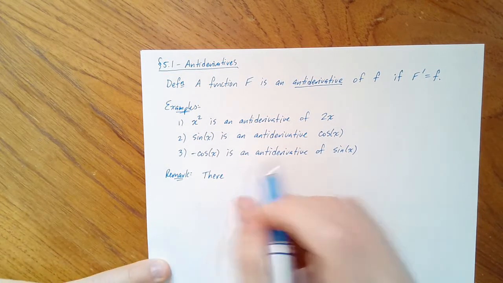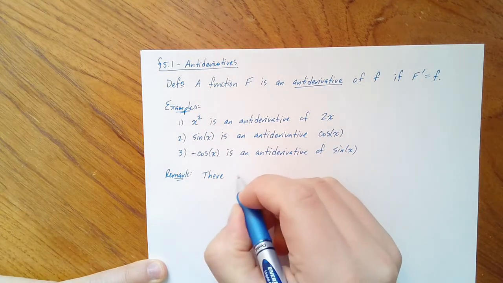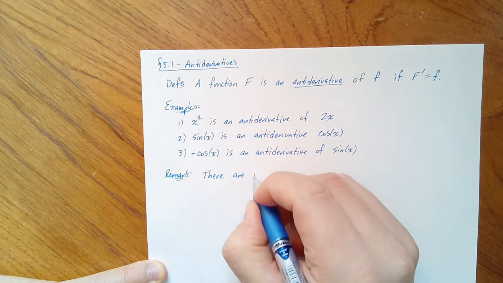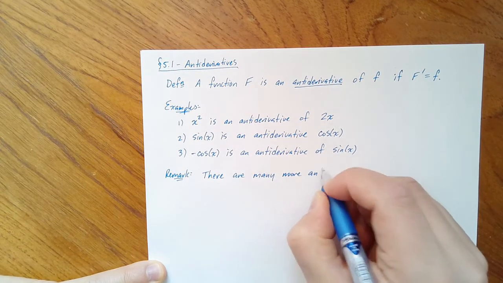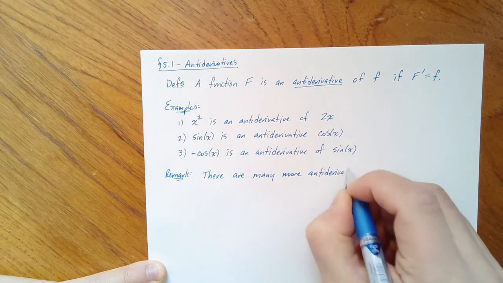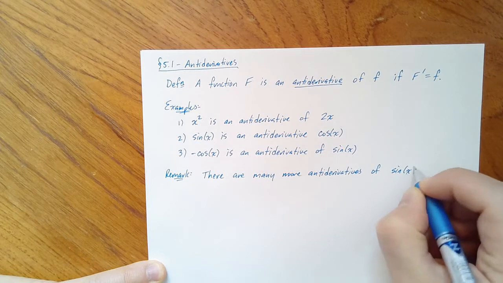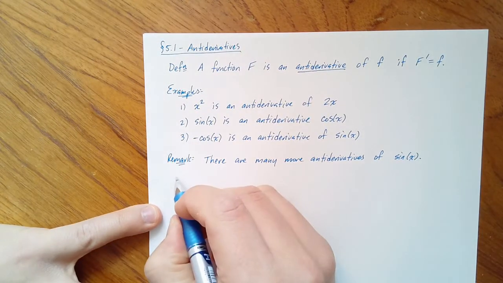Okay, so a remark about this last one in particular, there are actually many other antiderivatives of sine of x. And in fact, there are many other antiderivatives of cosine of x or 2x, and any function at all actually has infinitely many antiderivatives. Let's look a little bit more closely at that. Let's focus on the last one, though. There are many more antiderivatives of sine of x. Let's look at a few examples.